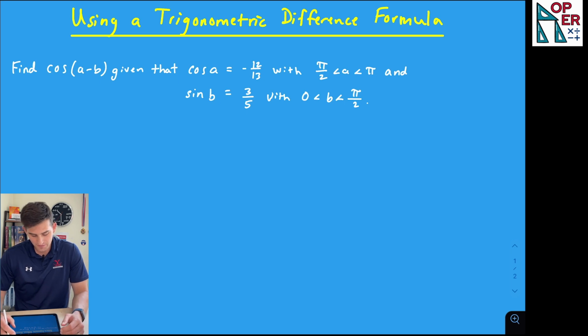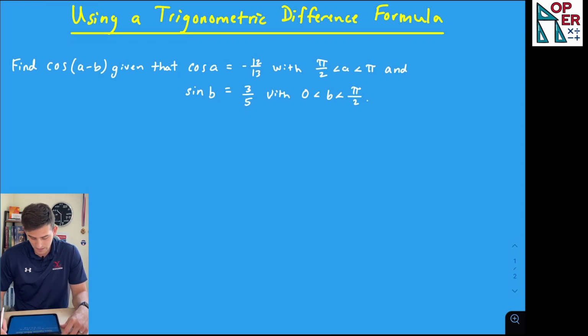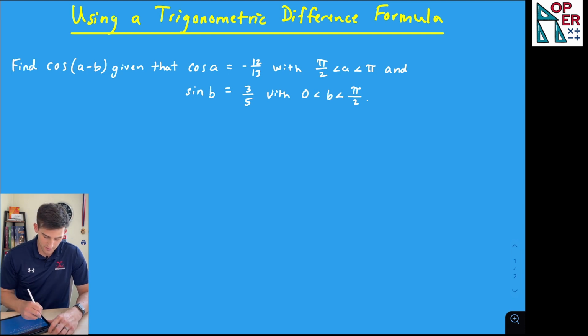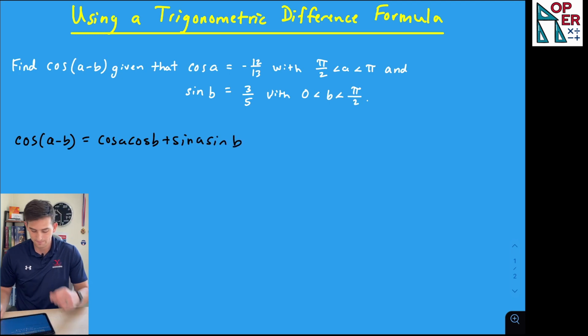So for this one it just says find cosine of a minus b, given that cosine of a is equal to negative 12 over 13, with a being between pi over 2 and pi, and sine of b equals 3 over 5, with b being between 0 and pi over 2. So if we're trying to find cosine of a minus b, then we need to remember our cosine difference formula, which is cosine of a times cosine of b plus sine of a times sine of b.